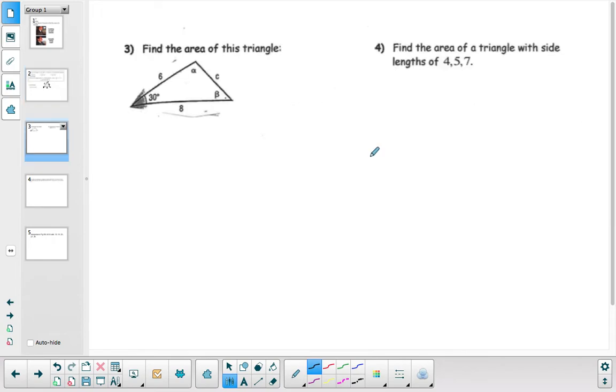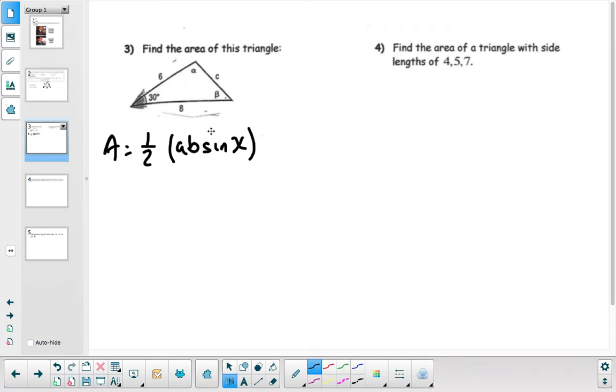All right, so let's use these. In number 3, again, 1 and 2 are going over proofs, but in number 3, we have a side angle side relationship. So we're going to be using that first set of formulas that we have, which is 1/2 AB sine, and we are going with C because it's opposite to C. So the area is going to be this.